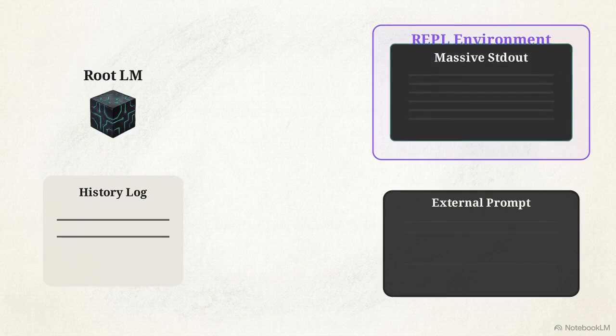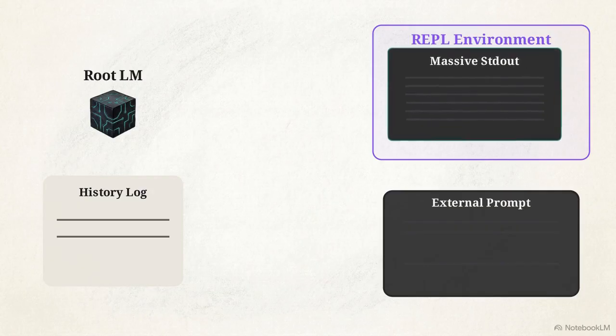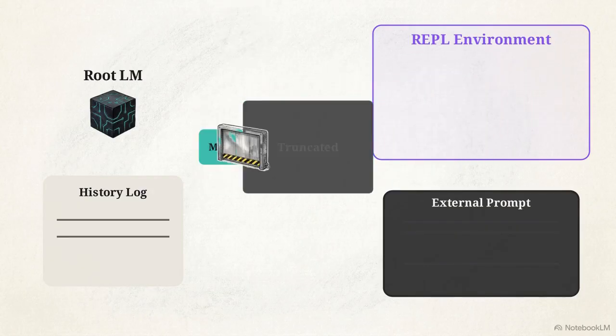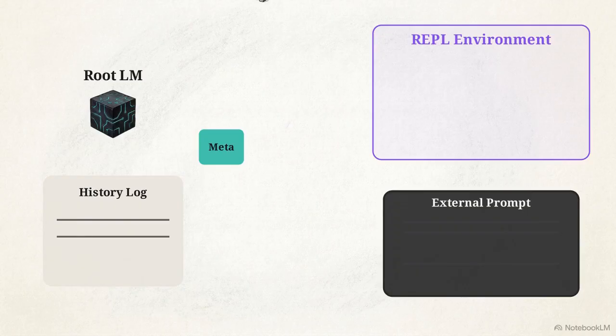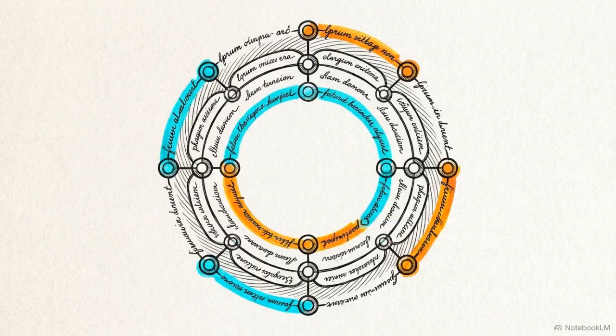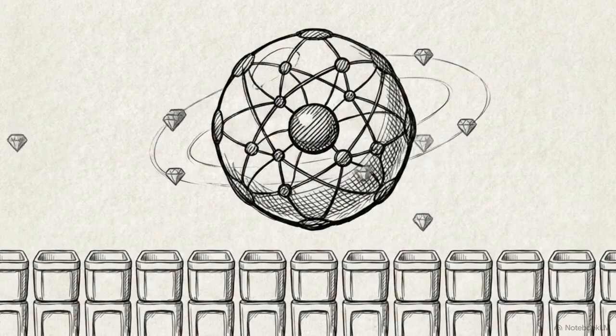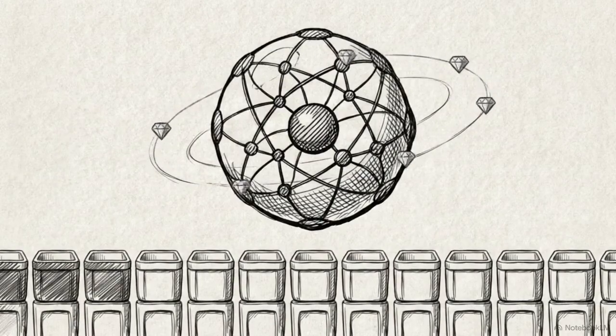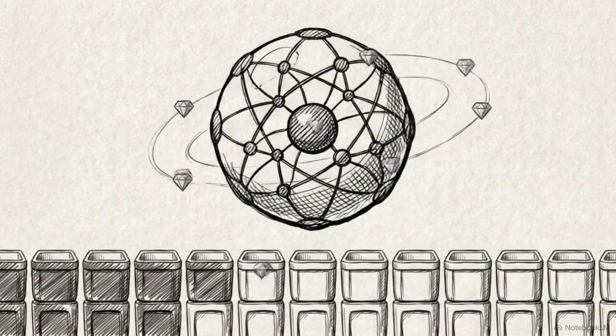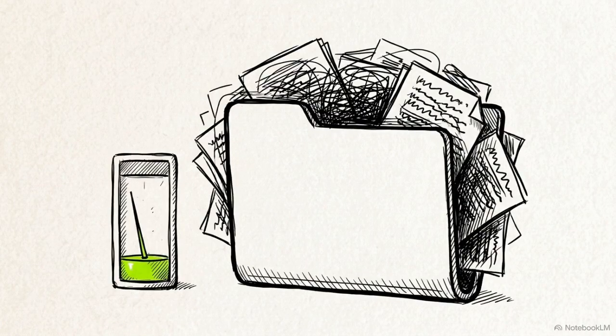It updates the environment state and generates standard output. To prevent the root model's window from filling up, the output is forcibly truncated. Only the metadata of the execution result loops back into the history log. This loop repeats. The model writes code, probes the variables, and receives metadata summaries until it assigns the final answer to a specific variable labeled final. This truncation discipline forces the model to rely on persistent REPL variables and recursive sub-calls to manage information. The root model's own context window remains stable, regardless of the initial input size.